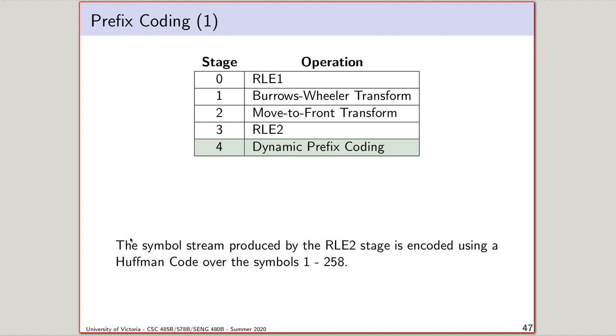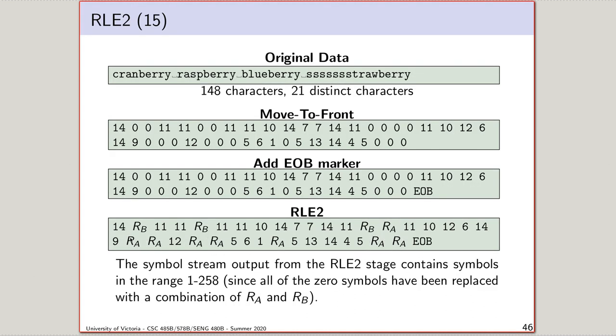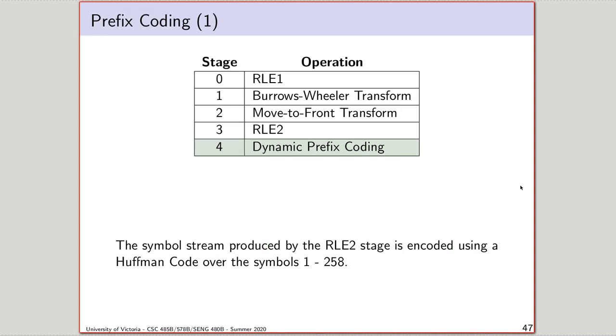So I take the result, what came out of my RLE2 stage, and it's interesting because the symbol set I'm now working with is going to contain run A, run B, and EOB, which are 256, 257, 258 respectively, but it will never contain a zero, because all of the zeros in my original move to front output got replaced with A's and B's. So my symbol set now actually contains 258 possible symbols, symbol 1 through 258. We take that symbol stream and we then encode it with a Huffman code.